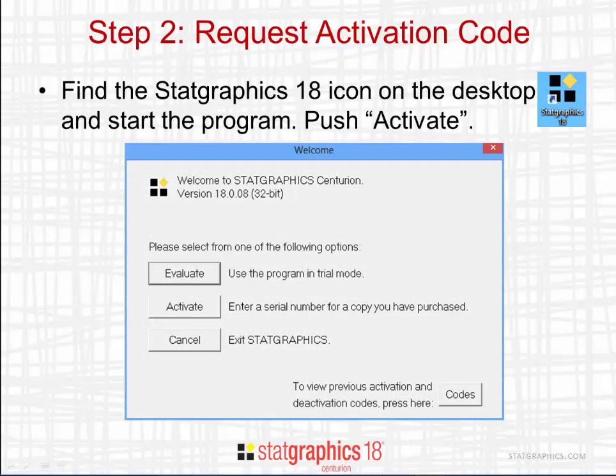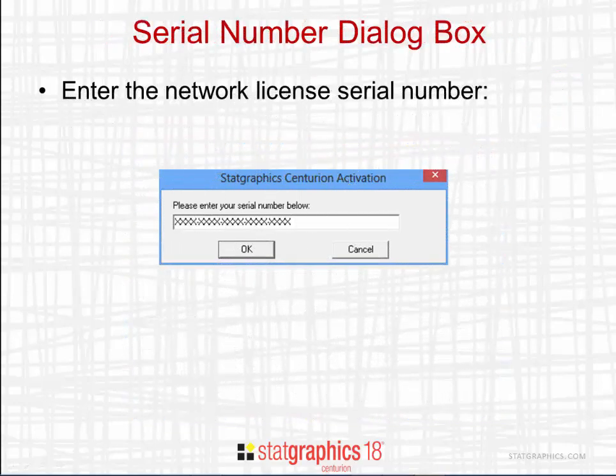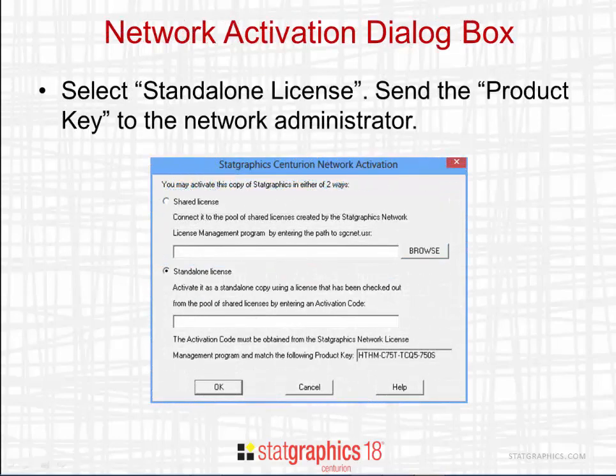Installing Statgraphics 18 on a standalone computer places the icon shown here on the desktop. Double-click on the icon with your left mouse button and you'll see this Welcome dialog box. Push Activate. On the next dialog box, enter the network license serial number. You'll next see a network activation dialog box. Select the radio button labeled Standalone License.